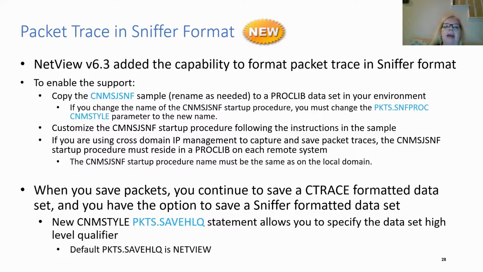So the packet trace and sniffer format, as I've mentioned, is new in 6.3. To enable this support, we provided a sample. Essentially what we're doing is sending a batch job over to z/OS Communication Server to generate the sniffer formatted packet trace. Our sample is called CNMSJSNF, and you'll need to update that and put it in a proclib in your environment.